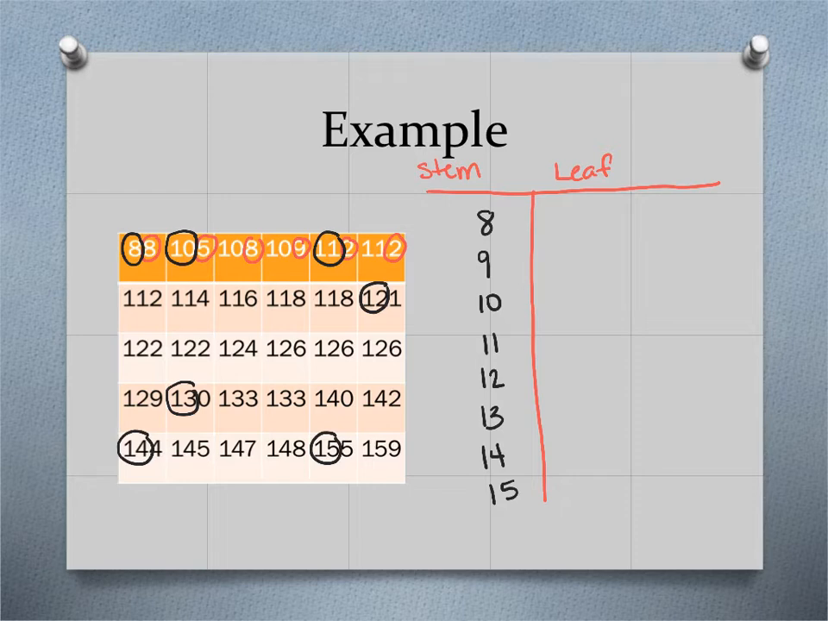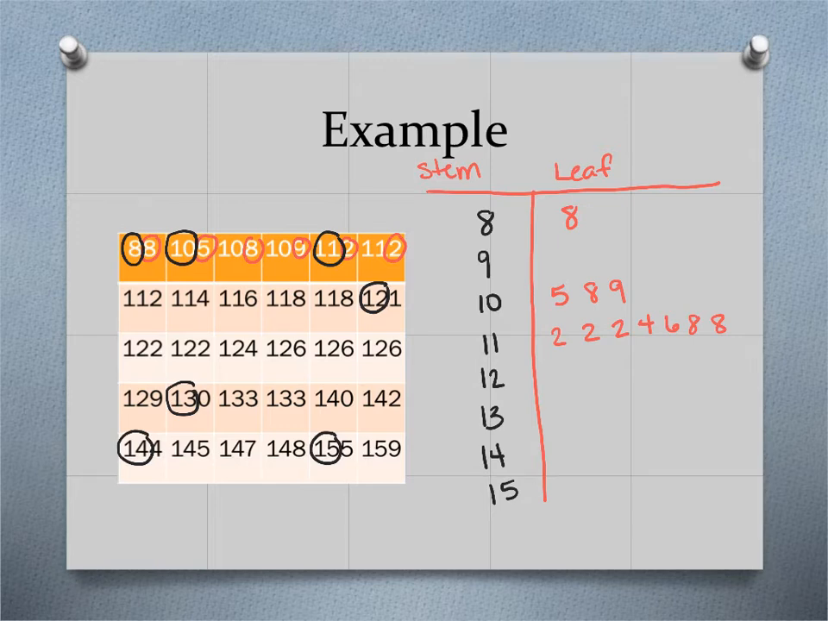And then we'll take the back digit, or the trail digit here, and we'll write those as the leaves. And we're going to write those in order and try to space them out as closely as possible. And so we'll do this. We have 88, so 8 is a stem, the leaf is an 8. The next one is 105. There's nothing in the 9s, so we'll go to 10. We have 105, 108, 109 in the 10s. In the 11s, we have 112, 112, 112, 114, 116, 118, and 118 again. And notice I'm writing the repeats as well.